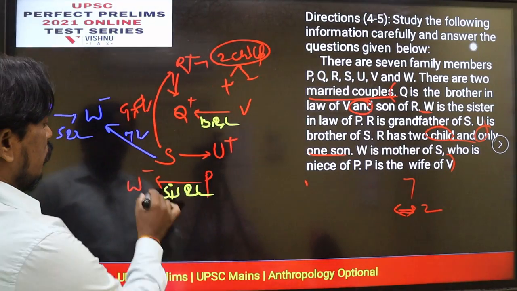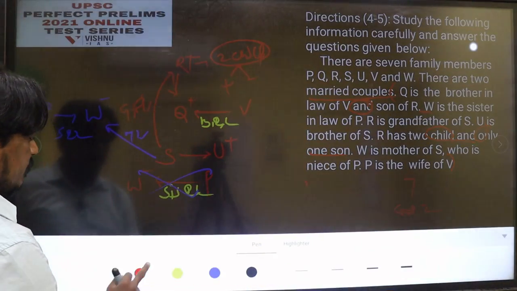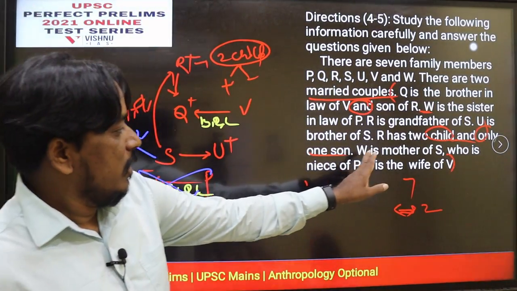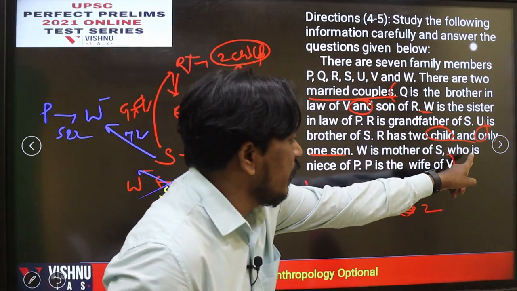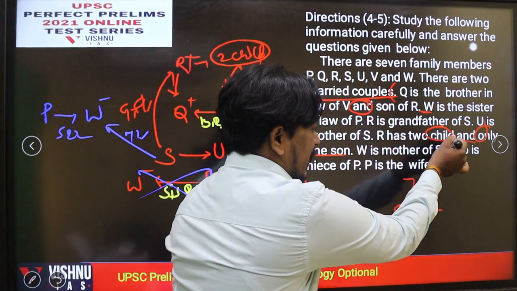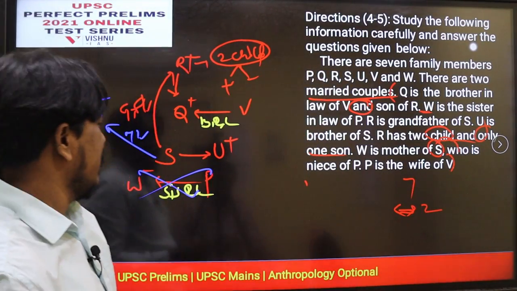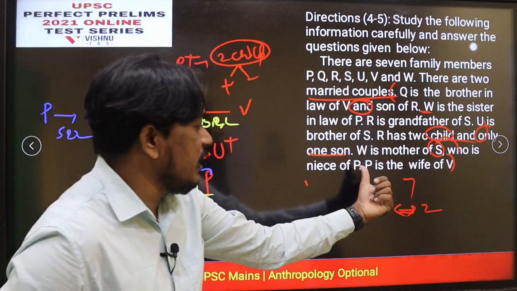This is sister-in-law, so no need to take this point again. We already took that. Now let's continue with the similar data here. W is mother of S, we already took that. Who is niece of P? Who is means we are talking about S again. Who is means S is a niece, a female. S is niece of P.